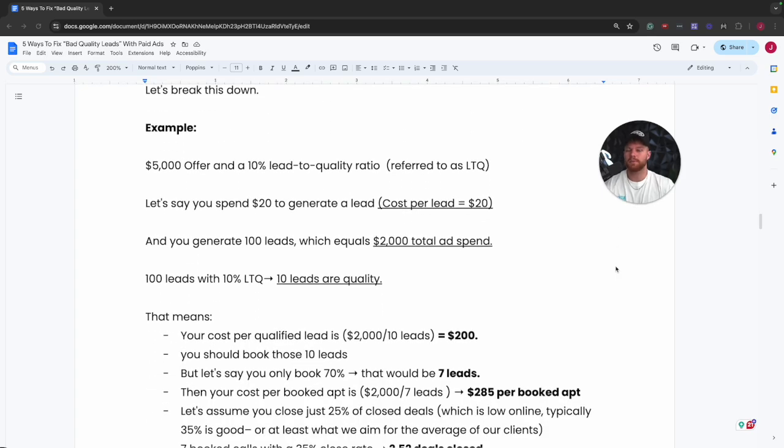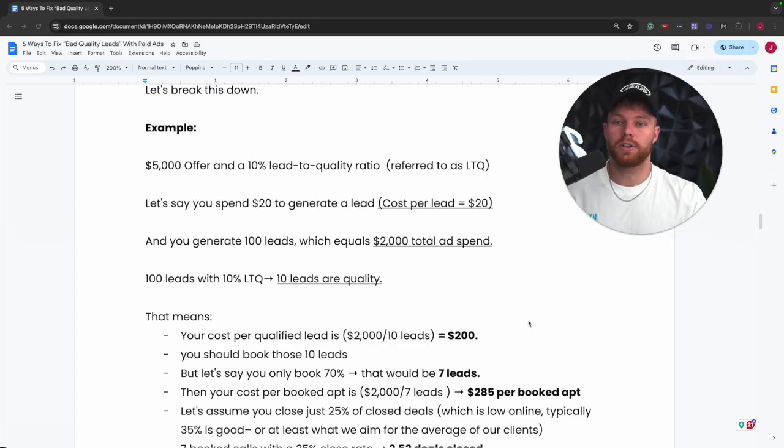An example would be, let's say your offer is $5,000 and you have a 10% lead to quality ratio, again referring to this as LTQ. Let's say you spend $20 to generate a lead. Your cost per lead would be $20, and you generate 100 leads, which equals $2,000 in total ad spend, right? It's $20 per lead, you get 100 of them. 20 times 100 equals $2,000.